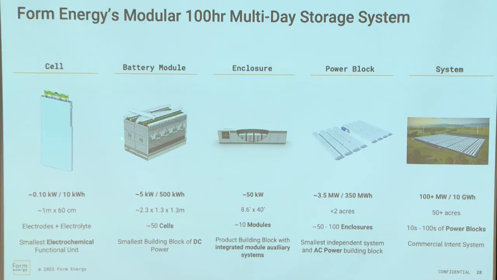We build those up into a battery module, and that used to be the size of a washing machine. We decided to make it twice as big, so it's the size of a washer-dryer combo, which doesn't really roll off the tongue in quite the same way. That's the smallest DC, direct current, building block of an iron air battery. We put 10 of those inside a modified shipping container, we call it an enclosure, and that's what rolls out to a fielded project site.